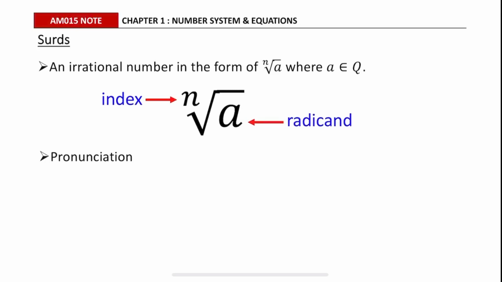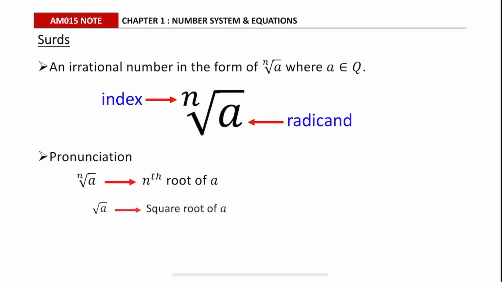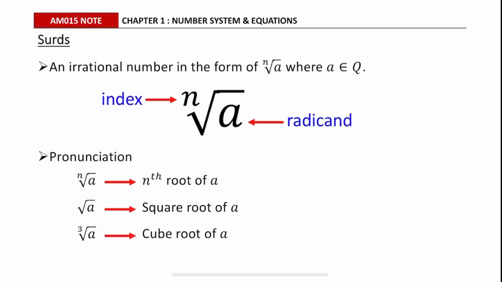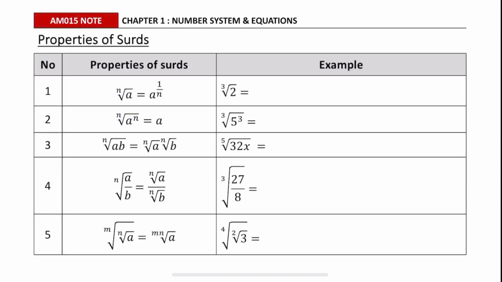So let's pronounce correctly. This surd is pronounced as nth root of a. This is square root of a, and this is cube root of a. These are the properties of surds.